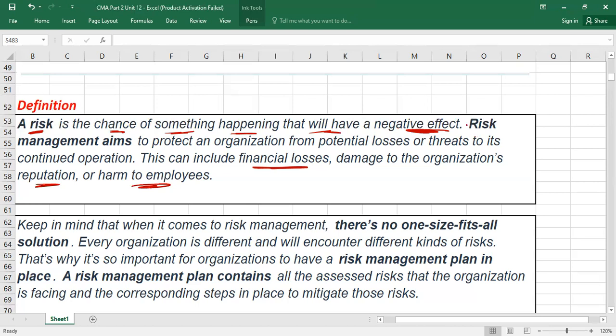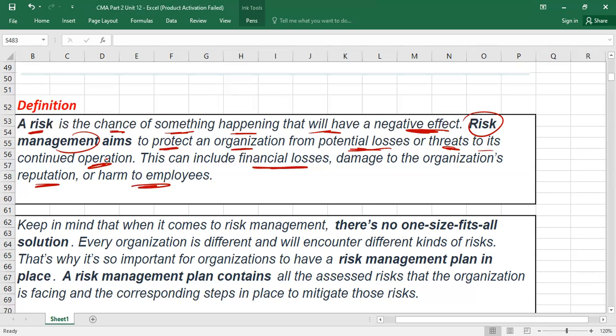Now there is a word which we are discussing, risk management. So what is risk management actually? In simple words, we want to protect our companies, our organizations, from potential losses. Potential losses means those losses that may arise in future. So risk management is to protect an organization from potential losses or from potential threats to its continued operation. Simply, we want to protect our company from upcoming losses. This is called risk management.